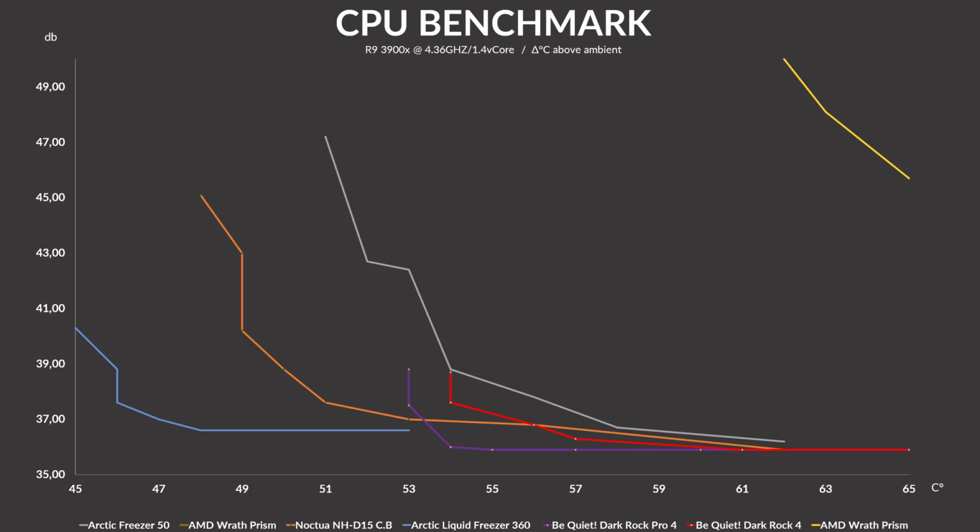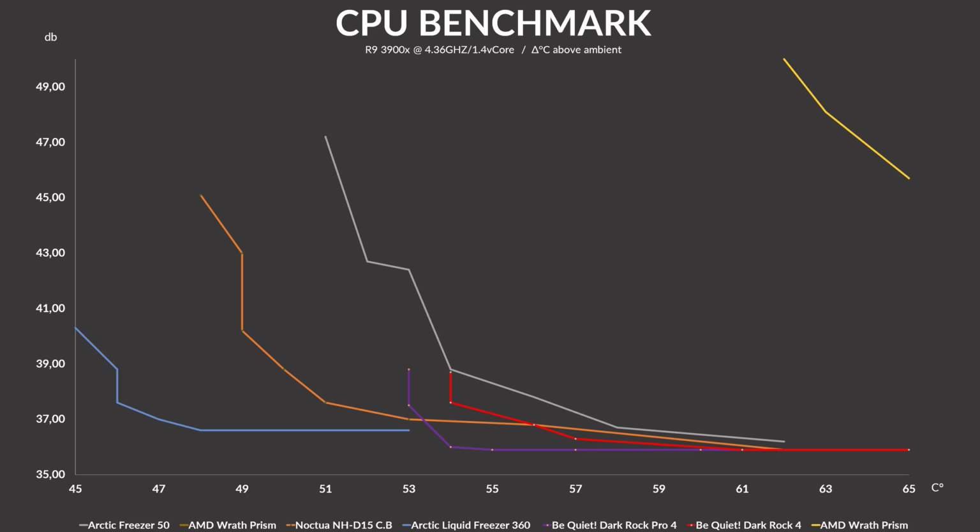Here we can see that although the Dark Rock is not able to reach temperatures as low as the Freezer 50 or Noctua NHD15, which I never assumed it would, it is still able to outperform the Freezer 50 by noise when you want to reach a temperature level of 54 degrees C or higher. Here are also some sound comparisons.